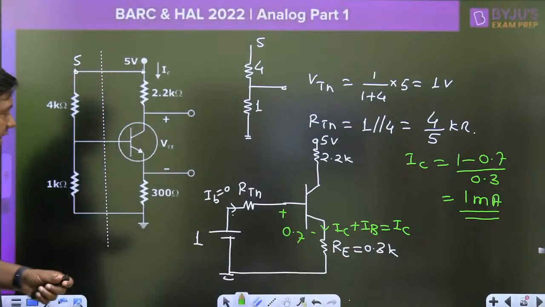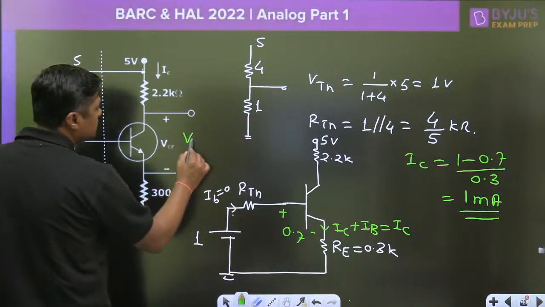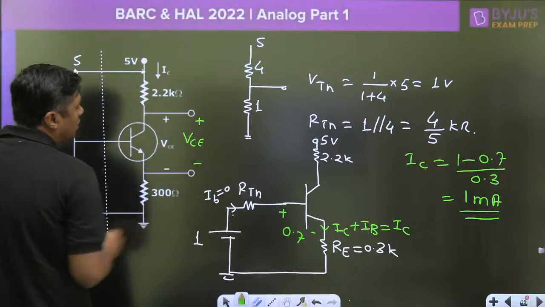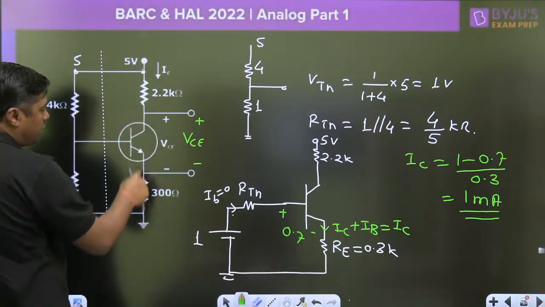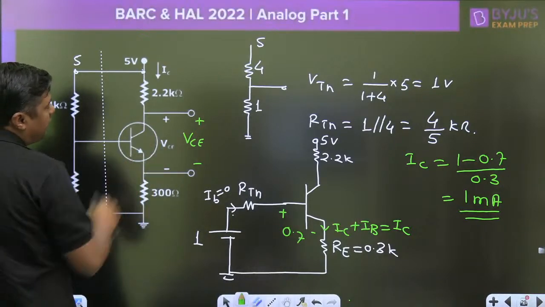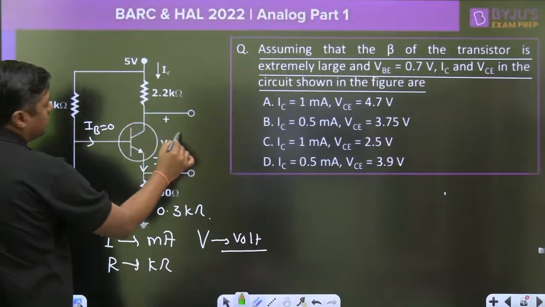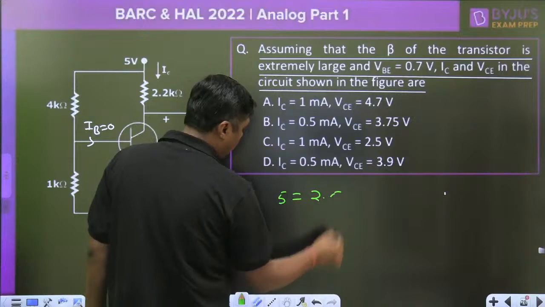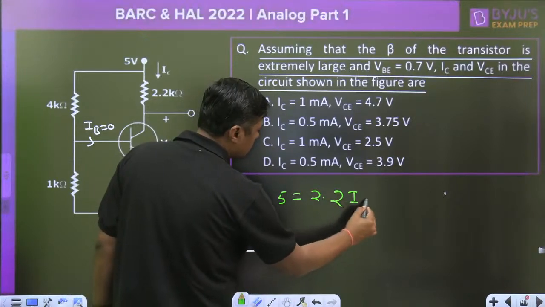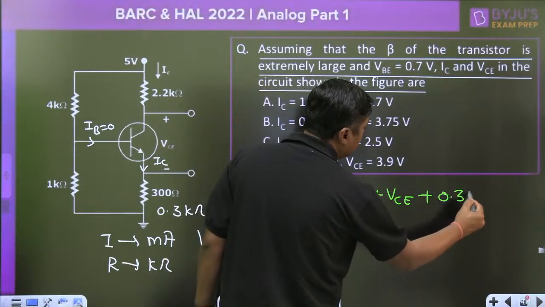Now, second one, what is the value of the VCE? Simply write down the KVL from this point to this point and you will finally get VCE. So what is the KVL from this point to this point? 5 is equal to 2.2 IC plus VCE plus 0.3 times IC.